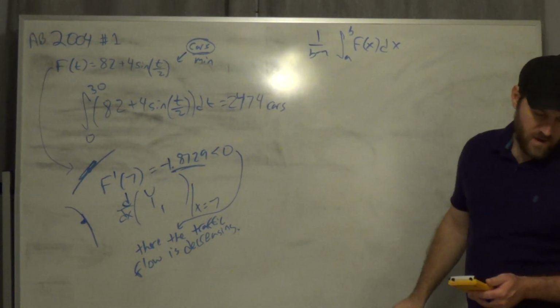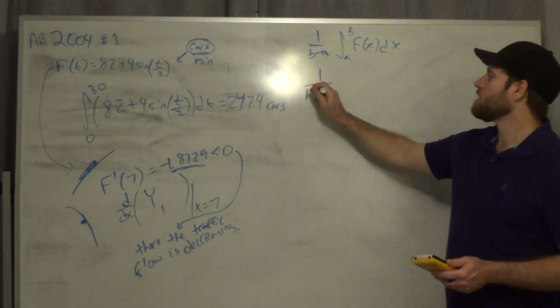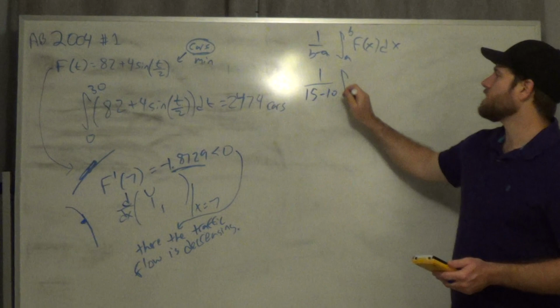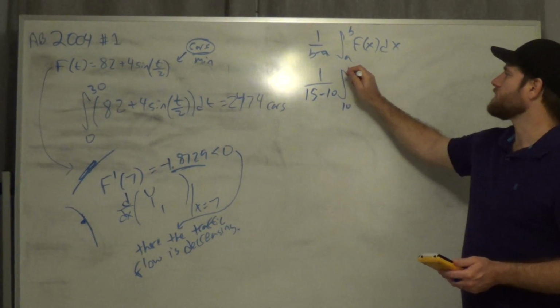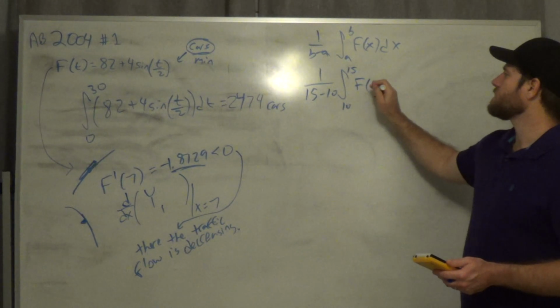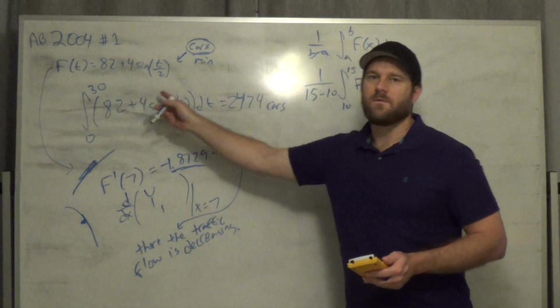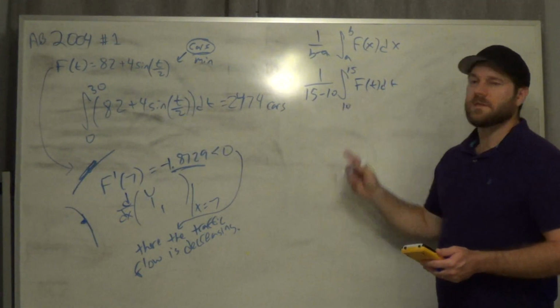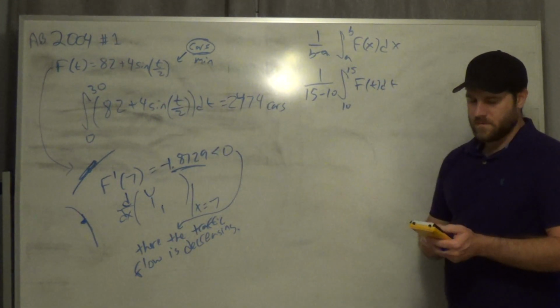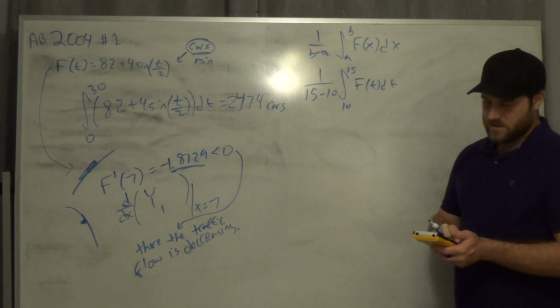So they want the average value over the time 10 to 15, so this is just 1 over 15 minus 10, integral 10 to 15, and then in here we're going to put f of t dt. I need to integrate this. I don't feel like writing it all out, so I'm just going to put that. So now I can go ahead and use my calculator. I have 1 over 15 minus 10.